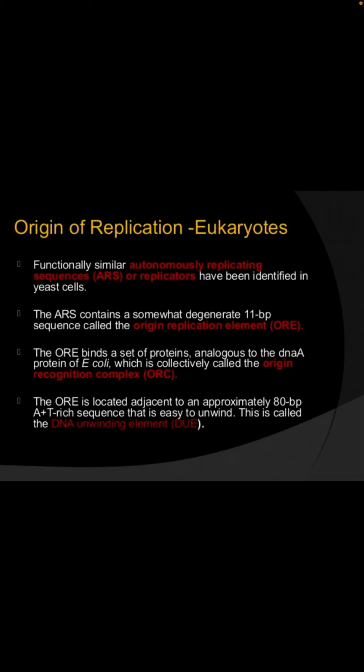So what we call OriC in prokaryotes will be called ORC in case of eukaryotes. The ORE is located adjacent to an approximately 80 base pair AT rich sequence that is easily unwound. This is called the DNA unwinding element. So these are the exceptions in eukaryotic cells compared with prokaryotes.